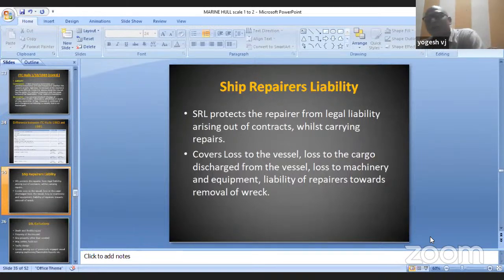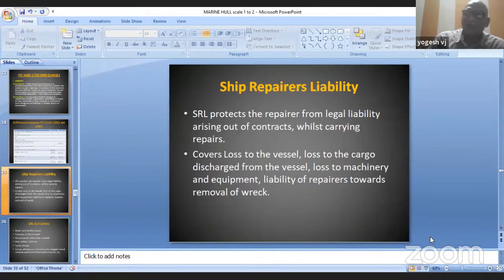Now, ship repairer's liability. As I told you, during the process of repairing the vessel, there is a possibility of losses whilst carrying out repairs. So in order to cover the loss to the vessel, loss to the cargo discharged from the vessel, loss to machinery and equipment, and liability of repairers towards removal of wreck, yes sir, repairer's liability covers this. Okay.